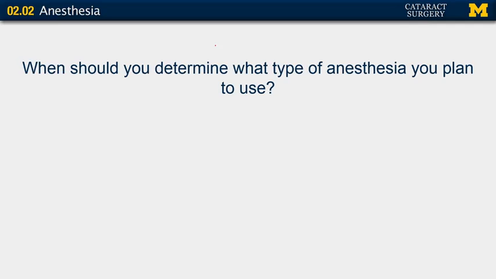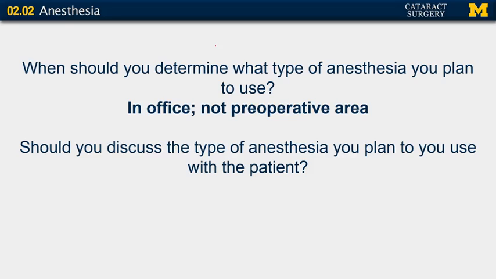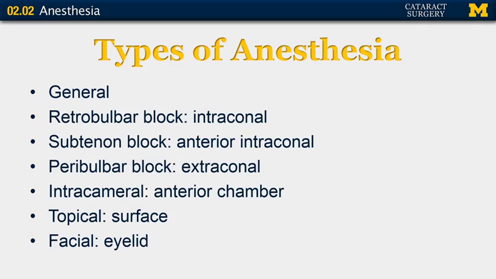When should you determine what type of anesthesia you plan to use? In the office, not in the preoperative area. Should you discuss the type of anesthesia you plan to use with the patient? Yes. And why? You want the patient to have appropriate expectations and not to have any surprises on the day of surgery. You also want to be able to discuss potential risks depending on what type of anesthesia you are planning to use. There are several different types of anesthesia that are used in cataract surgery: general, retrobulbar block, subtenons block, peribulbar, intracameral, topical, and facial.